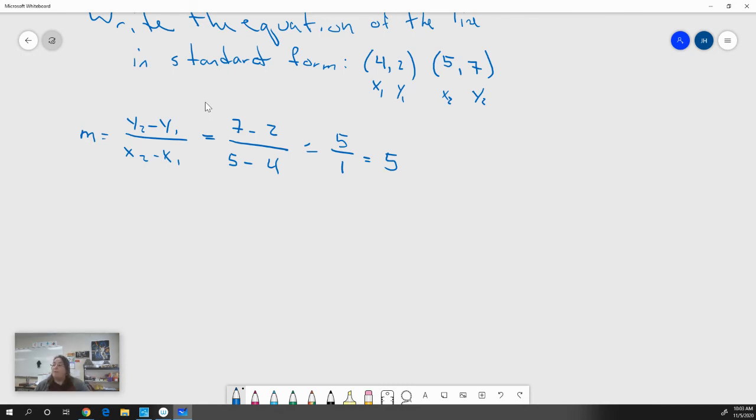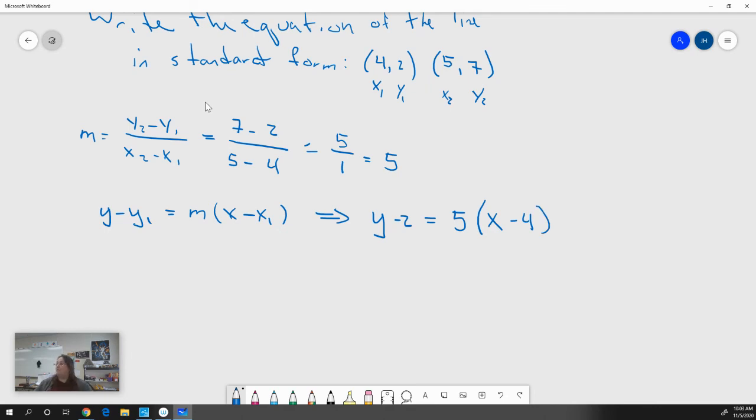My next step, point slope formula, right? So we're going to plug it into y minus y1 equals m times x minus x1. What does that look like? Y minus y1, well, that's just y minus 2 equals m. What's my m? 5. Times x minus x1. x1 is just 4. And then we're going to solve for y.